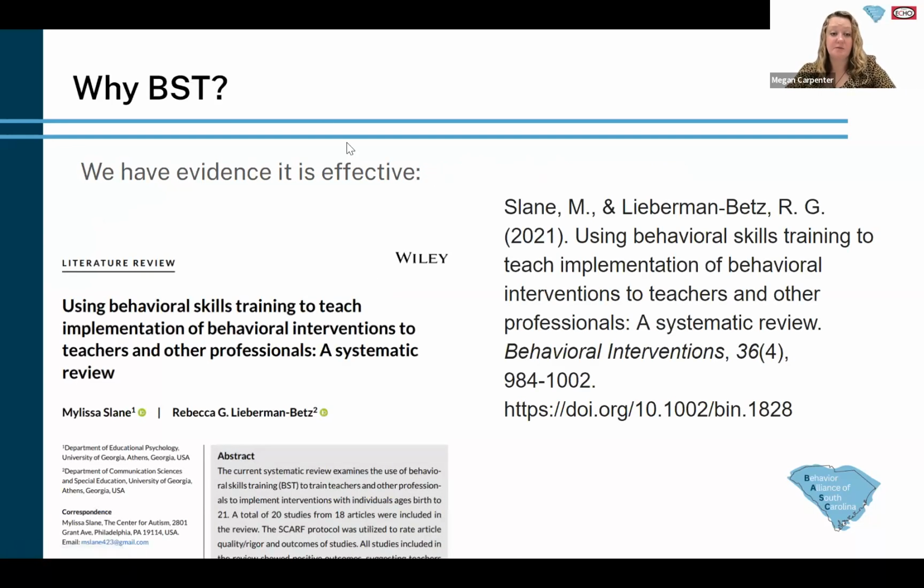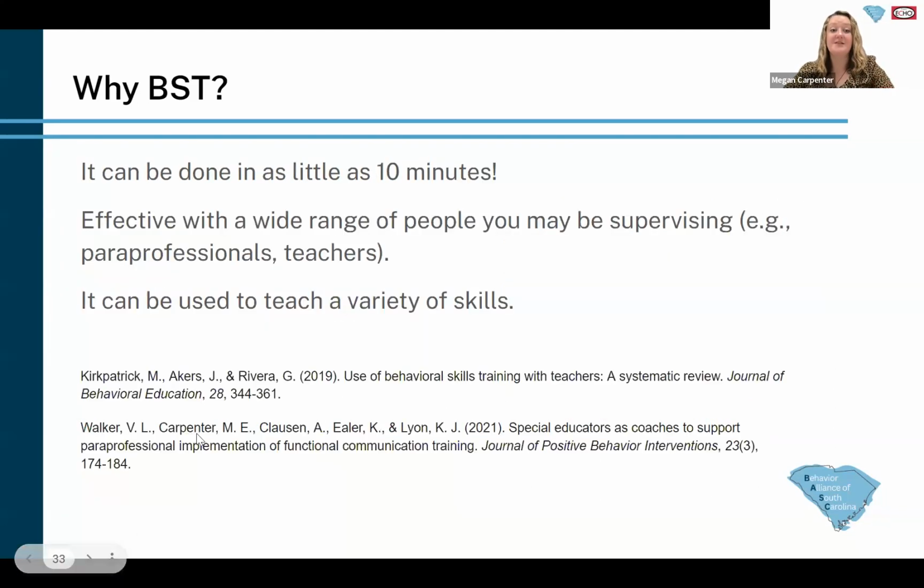So why should we use BST? Well, we know it's effective. We've seen it effective with general education teachers, special education teachers, paraprofessionals, pre-service teachers. It's also time efficient. Yes, it still requires one-on-one coaching, but it can be done in as little as 10 minutes. And we've seen across the board that people are able to do this within 10 minutes. It may take a few sessions, maybe 2, 3, 4 sessions, but those 10-minute chunks are a lot easier to fit in our days than an hour or 40-minute chunk.